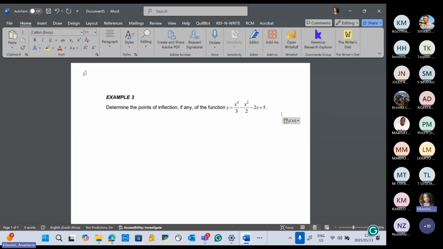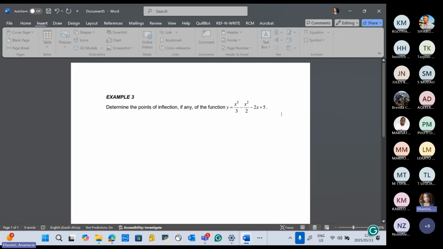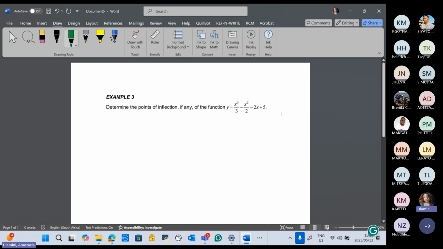So the first step is to find what? The second derivative. But you first find the first derivative. How do you find the second derivative without finding the first derivative? So dy over dx is equal to 3x cubed over 3 minus 2x squared over 2 minus 2. So this is equal to x cubed minus x squared.